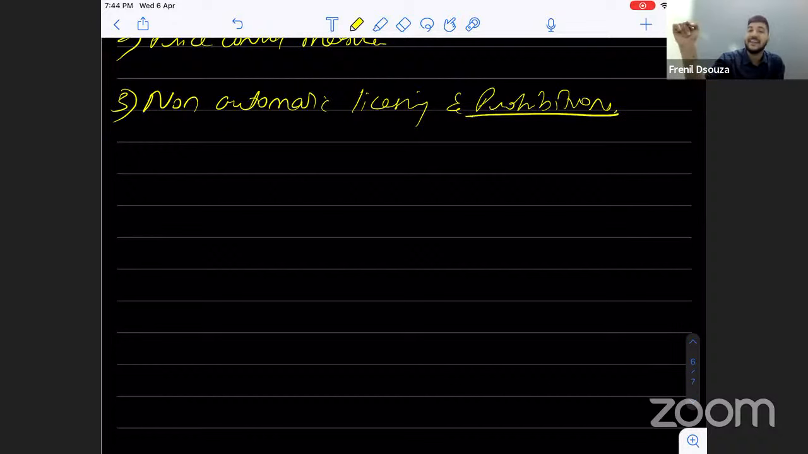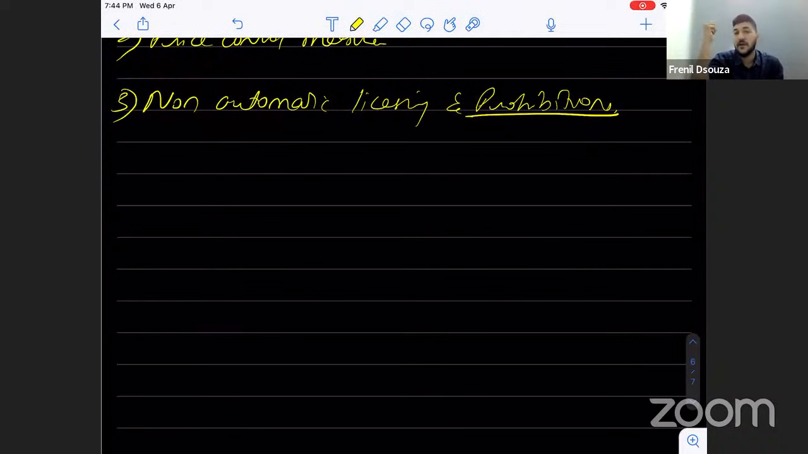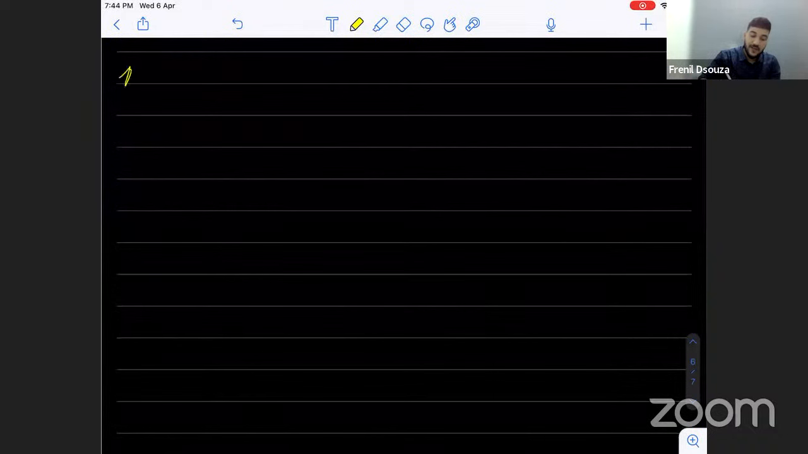Probably based on the need, you might have given a license to a firm to import particular products, but they are non-automatic, which means what? Which means every time you have to import this, you have to get a license from the government. So with that, what happens? There is an indirect prohibition on the import and export of certain products to or from a particular country. Next, we have something called financial measures.